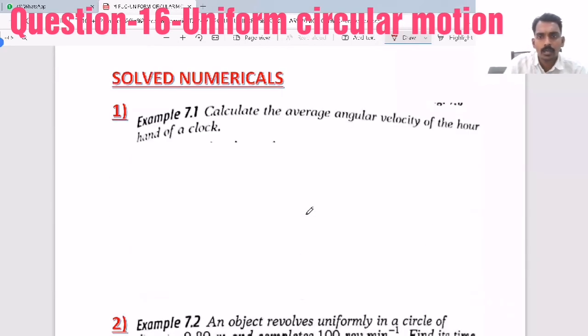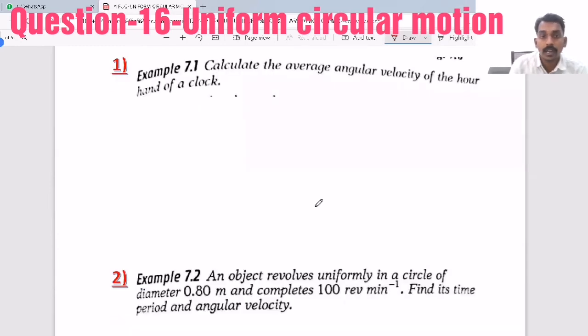Let's see a few examples. The very first thing is to calculate the average angular velocity of the hour hand of a clock. See, the hour hand.